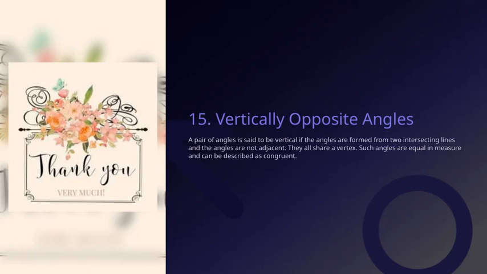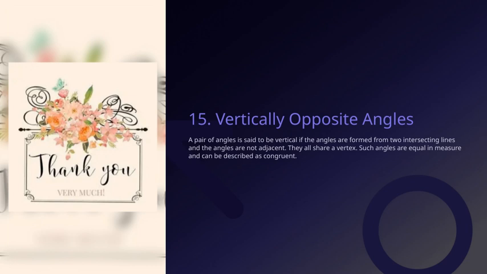These are a special kind of angle pairs that occur when two lines intersect. The key thing to remember is that these angles are formed from the same two lines crossing each other, and importantly, they are not next to each other. They all share a common point, which we call the vertex. What makes these angles interesting is that they are always equal in measure. This means if one of them measures, say, 50 degrees, the one directly across from it will also be 50 degrees. We call such angles congruent because they have the same size.